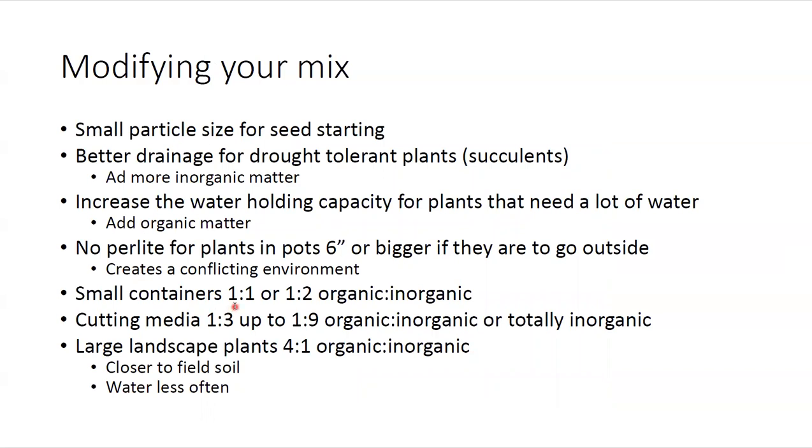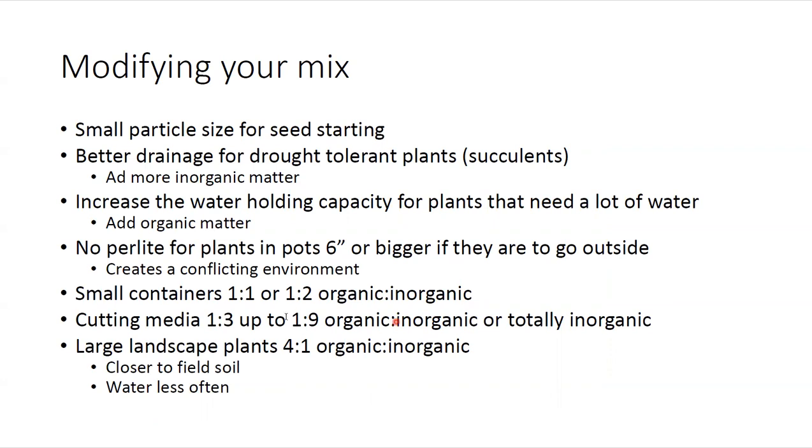Small containers, so 4-inch pots and smaller, usually you're using a 1-to-1 or a 1-to-2 organic to inorganic ratio. If it's cutting media, if you're taking cuttings, cloning plants, generally you want a lower organic. You need organic in there to hold water, but you want higher proportions of inorganic so that there's no opportunity for standing water. Essentially, you want to keep it wet and allow those roots to develop off of that node, off of the cutting, but you don't want really wet conditions, like saturated conditions.